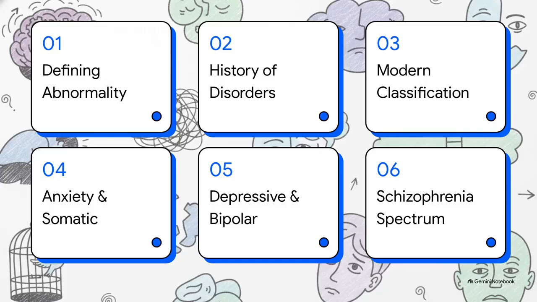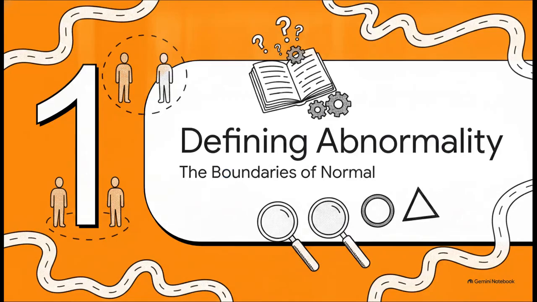Here is our roadmap for today. We'll start with defining abnormal behavior, look at the history of psychological disorders, dive into modern classification and genetics, touch on anxiety and somatic symptoms, really dig into depressive and bipolar disorders, and finish up with schizophrenia spectrum disorders. Section 1. Defining abnormal behavior.